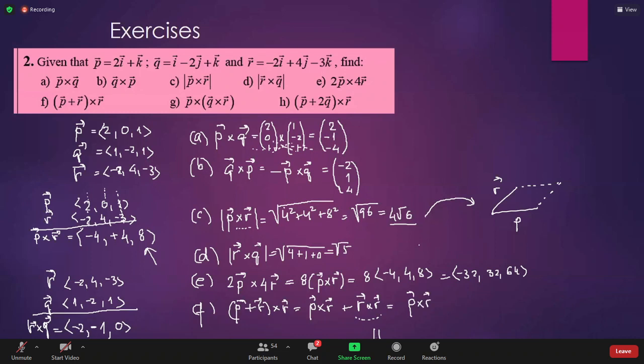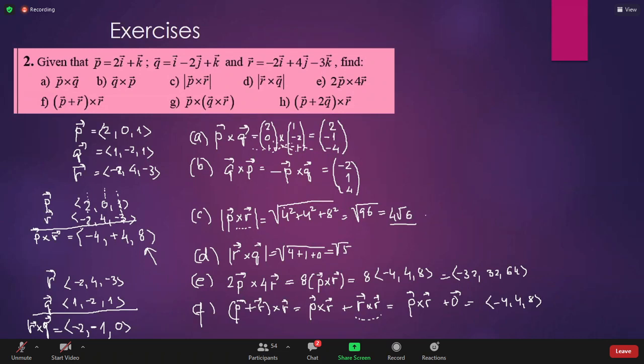P times R vector, where are you? Oh, it's still the same. It's minus 4, 4, 8. And that's it. So if we use the properties cleverly, then actually we don't have that much to do. We can actually save ourselves some work. So I'm going to get rid of this, because this was simply an example, an explanation about the areas, not a part of this exercise directly.